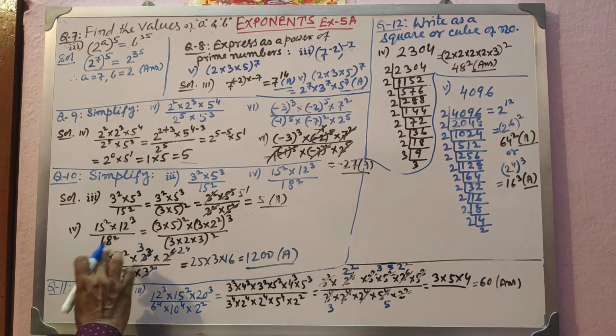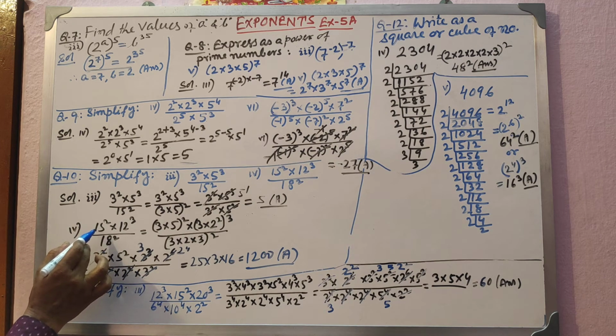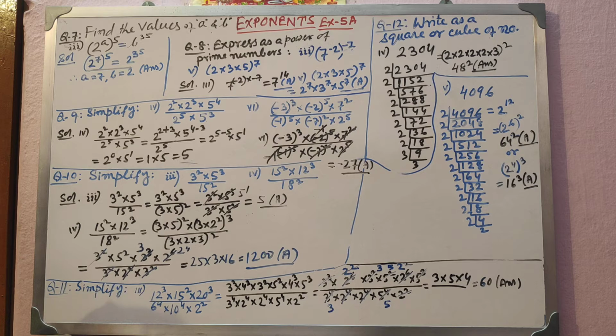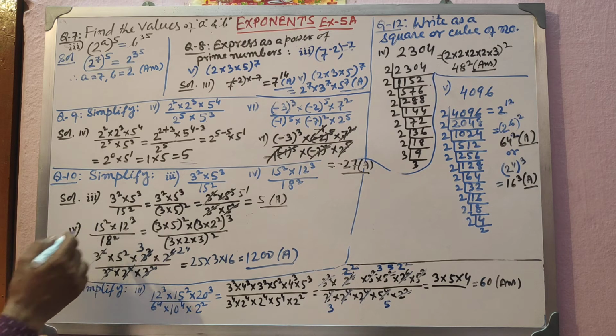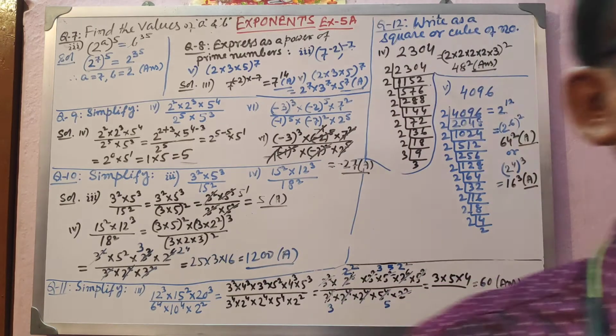Did you get it? Whenever some square is done in the bracket, you split the base into the product of its prime factors, then you make the power, then you separate the power and write it down as a product form like this, and then you go for cancellation. It will be easy. Now we will do the simplification.